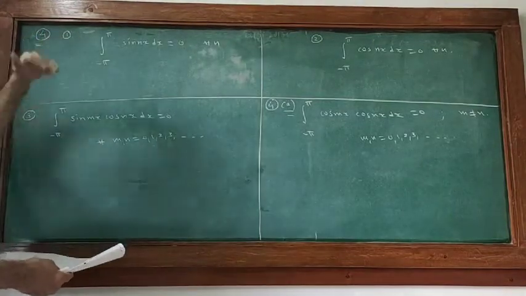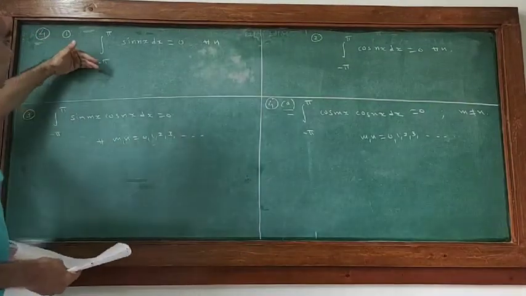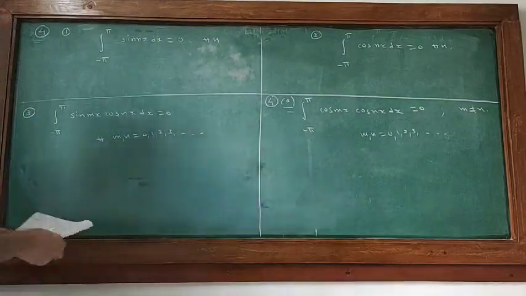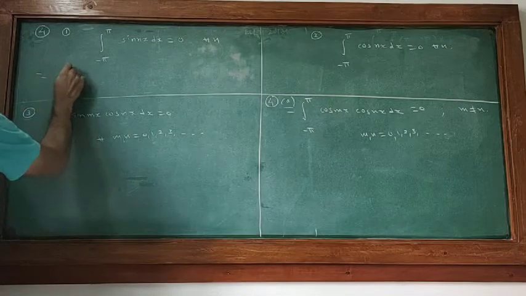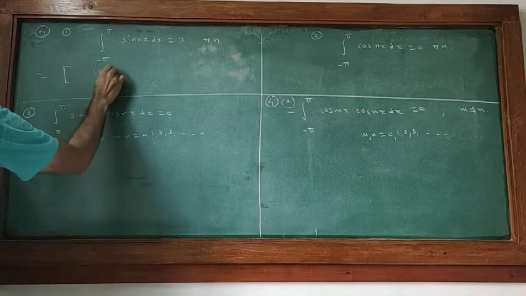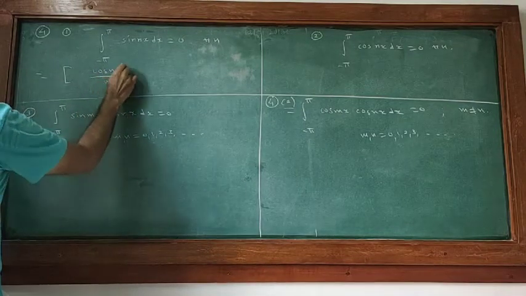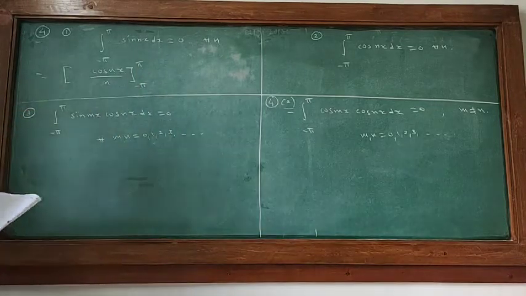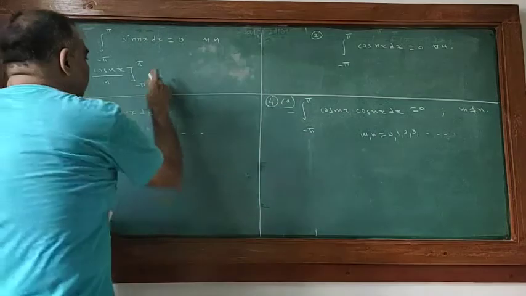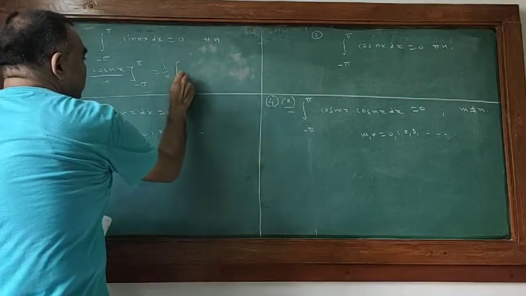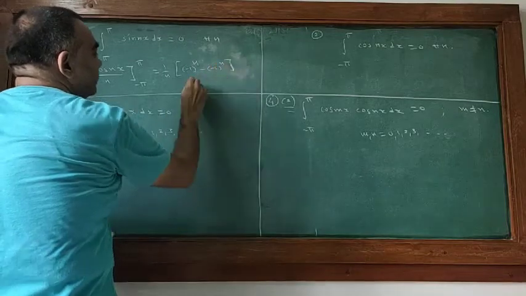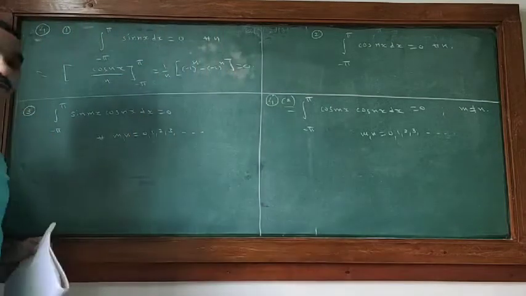In the fourth one, the integral from minus pi to pi of sine nx dx equals 0. You know that the integration is minus cos nx upon n, evaluated from minus pi to pi. Therefore, this is equal to 1 upon n times minus 1 raised to n minus minus 1 raised to n, and therefore this is equal to 0.